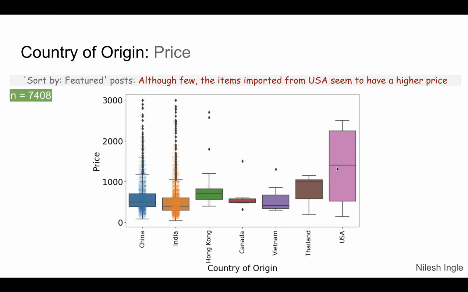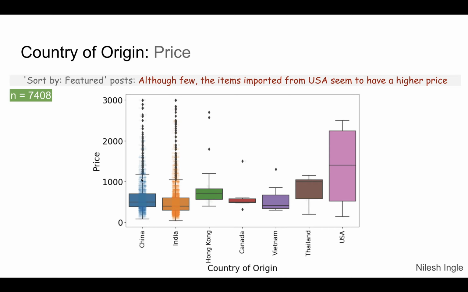But still, we can see that if they were listed, then the price is definitely higher than the toys that are either imported from other countries such as Hong Kong, Canada, Vietnam, Thailand, China, or they are manufactured from India. And a vast majority, as we can see here, 70 30% lies in these two boxes on the left hand side, and each of these dots represents a listing.